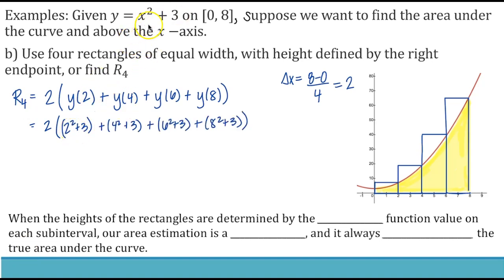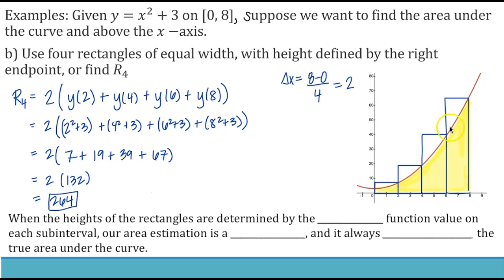So 2 squared plus 3, 4 squared plus 3, 6 squared plus 3, and 8 squared plus 3. And then we'll compute each of those. And then we'll add up each of those values. So we'll have 2 times 132, which is 264. So this is another approximation for the exact area under the curve, but we can see that this is going to be an over approximation. We have all this extra area that we're accumulating here.